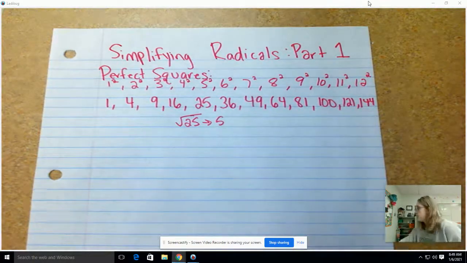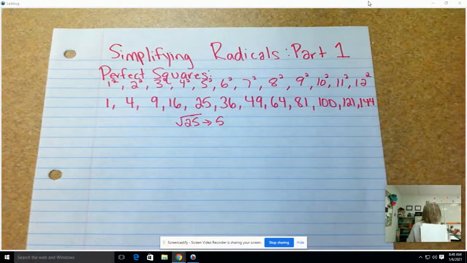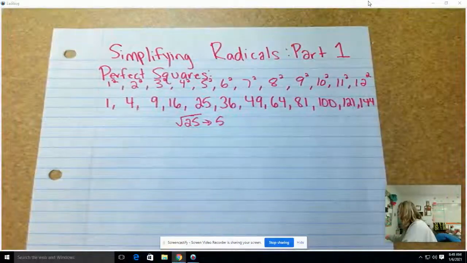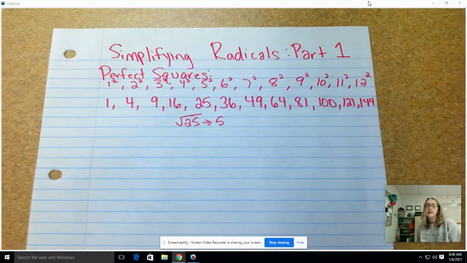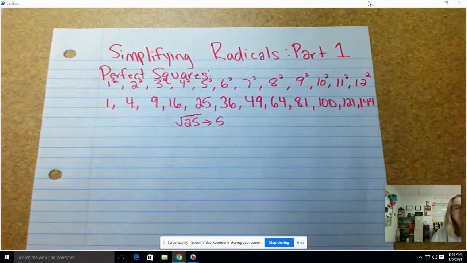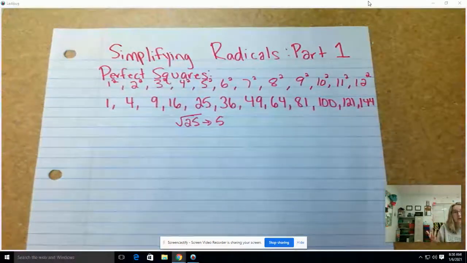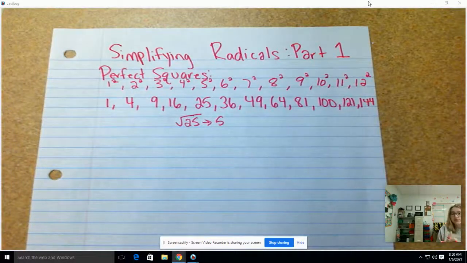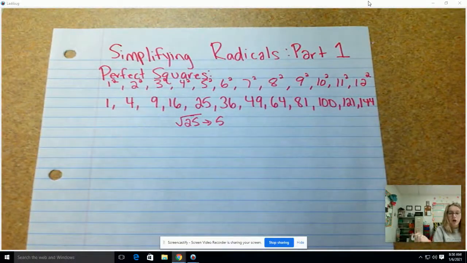Let's just start with some basic vocab and terms to know. Another word for square root is radical. So if I say radical, I essentially mean a square root. Radical is used a lot of times for cubed roots, fourth roots, stuff like that. It's just a broad term that encompasses all of those things.